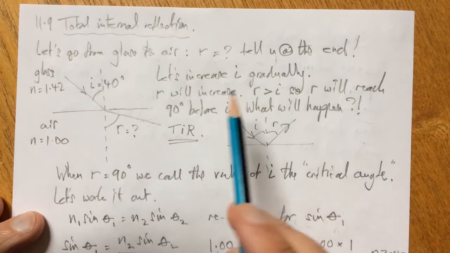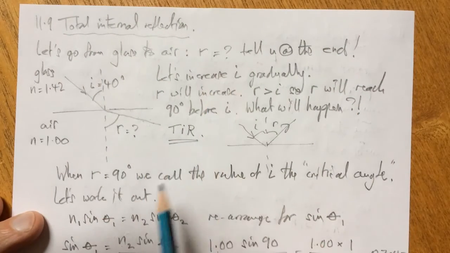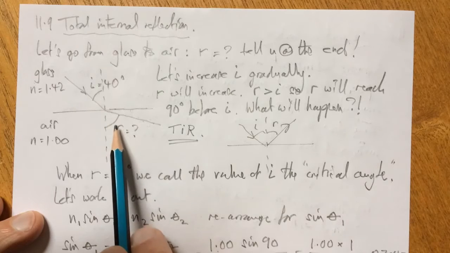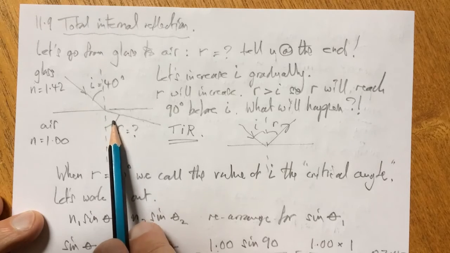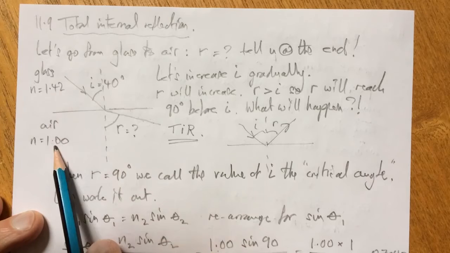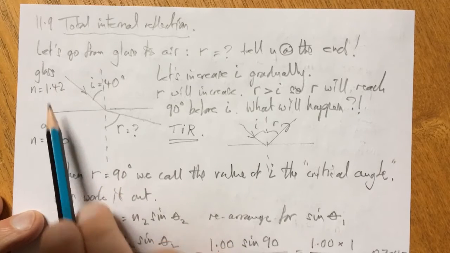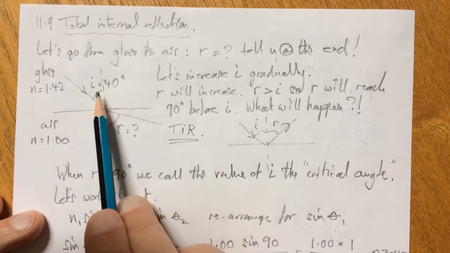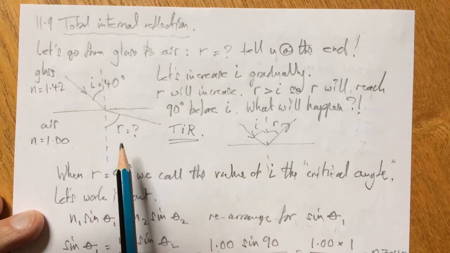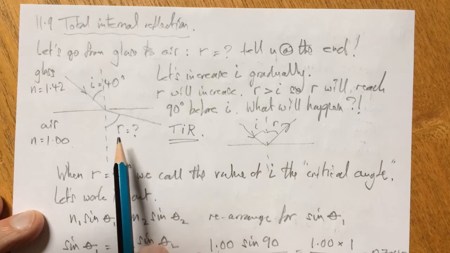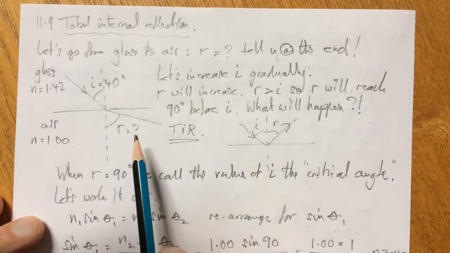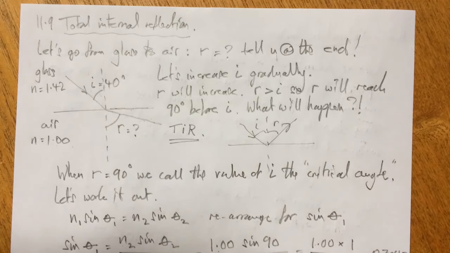So we could use Snell's law to work out what the angle of refraction is here, because we know the two refractive indices. Look, I've swapped them around. Glass is up here, air is down here. The incident angle is 40 degrees. You stop the video and work out the angle of refraction, and I'll tell you at the end what the answer is. Exciting.